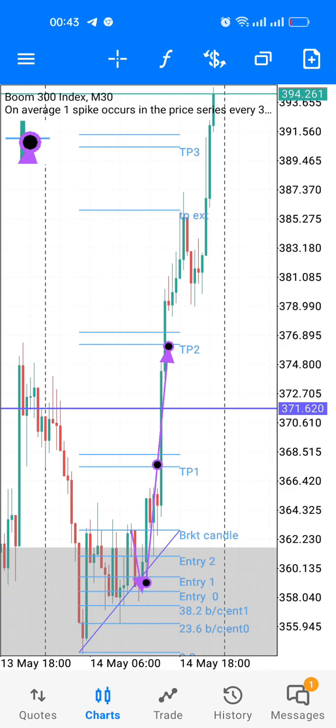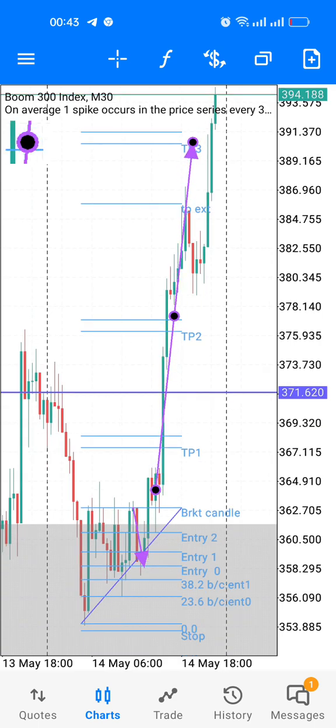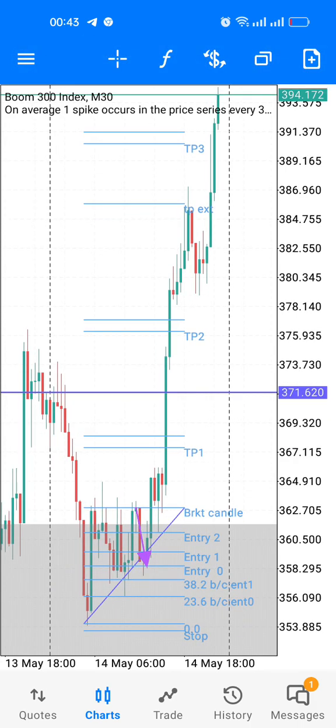I would have gotten out here, because if it's like this, I usually go for TP2, maybe TP extended if I choose to be a little bit greedy, or even TP3. But that's what it is, guys. That's how you can do Boom and Crash. That's how simple it is.